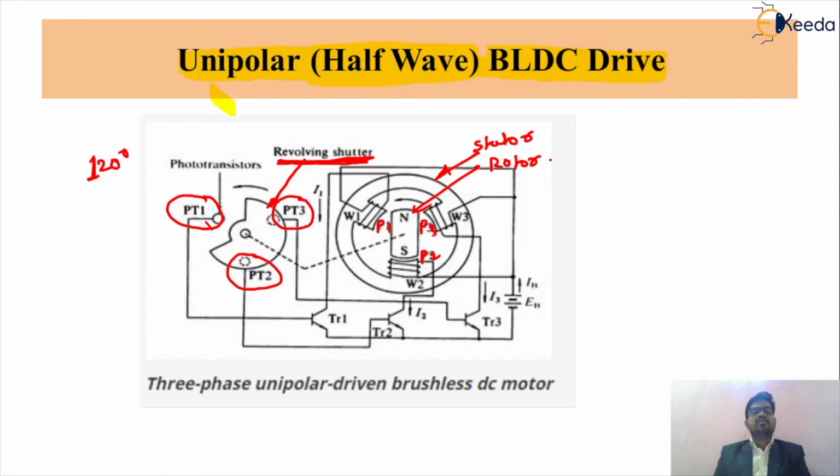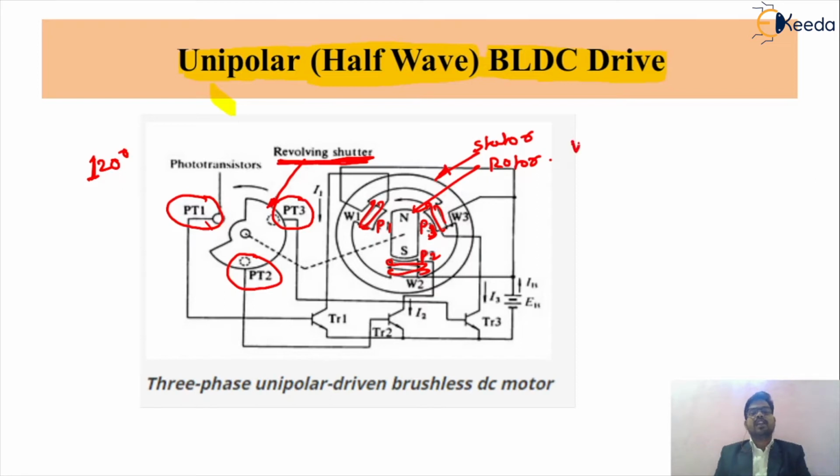These are the three positions which will be connected to different phototransistors. P1 will be responsible for phototransistor number 1, P2 for phototransistor 2, and P3 will be connected to phototransistor 3. So friends, this is the basic thing, and there should be a winding on the stator pole. This is the winding which will be represented by W1, W2, W3.